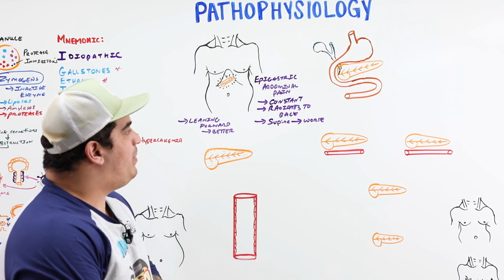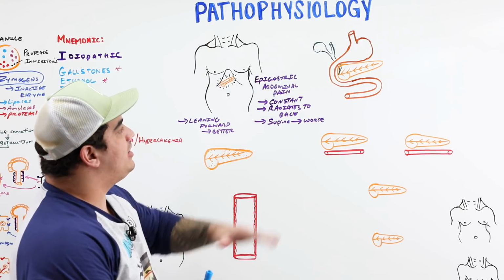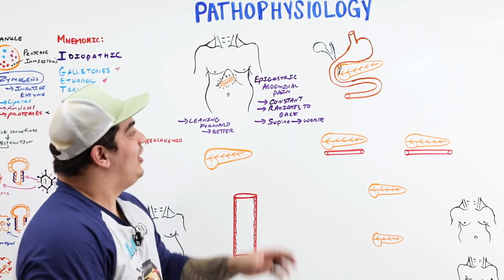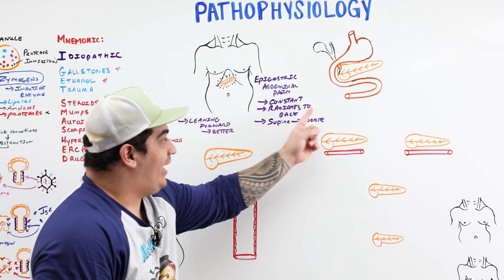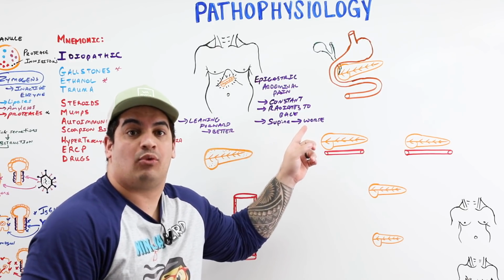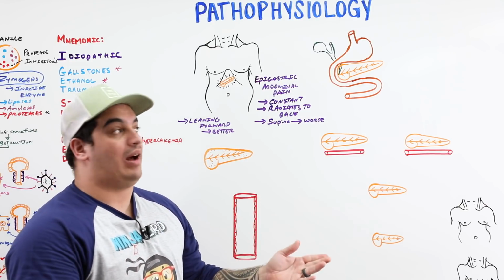Okay? So that's the big things that I really want you guys to remember, very specifically epigastric abdominal pain. How do we OPQRST it? We know that it's constant. We know it radiates to the back. It's better whenever we're leaning forward, and it's worse whenever we're laying down flat or supine.